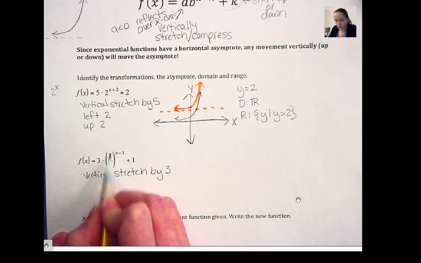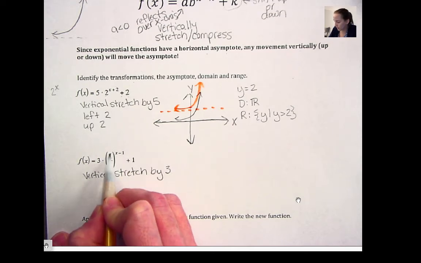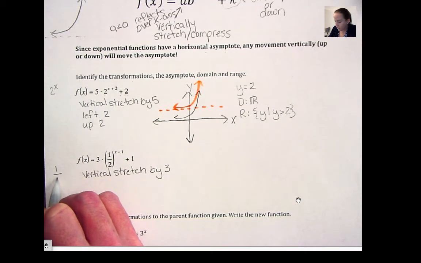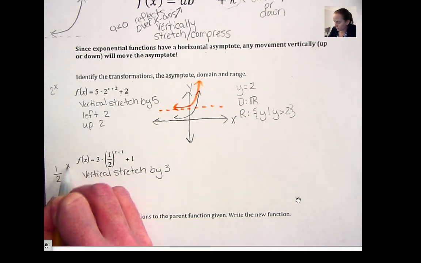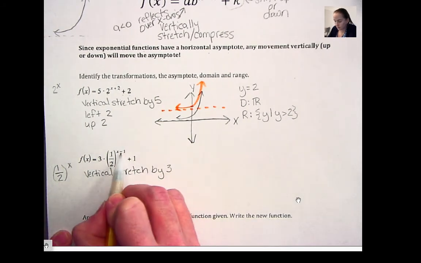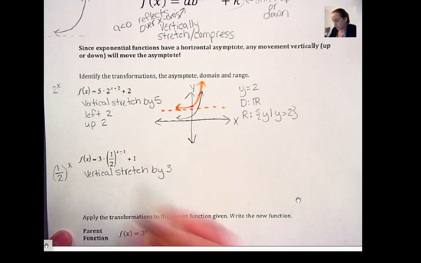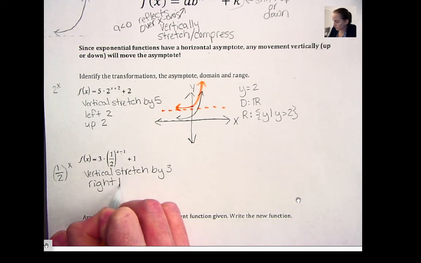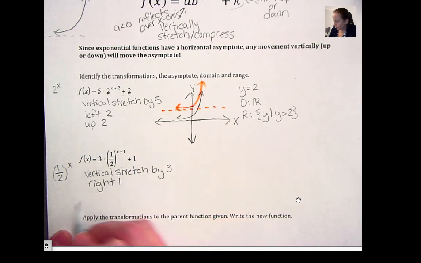The base is the 1/2, so that has nothing to do with any movement because 1/2 has the exponent, okay? So the parent graph would have been 1/2 to the x power, okay? So we shifted, since it says -1, you think inverse, we shifted to the right 1, and we also shifted up 1.